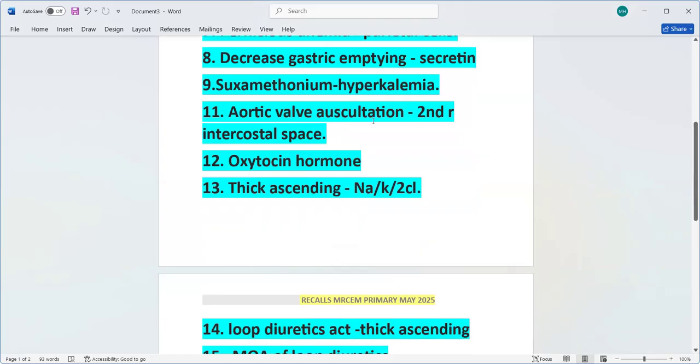Okay, and MCQ number 11 is about aortic valve auscultation. This you can get in the anatomy section, in the thorax part. The second right intercostal space is where we auscultate the aortic valve. So this is also important, and you must study the topics which the MCQs came from.